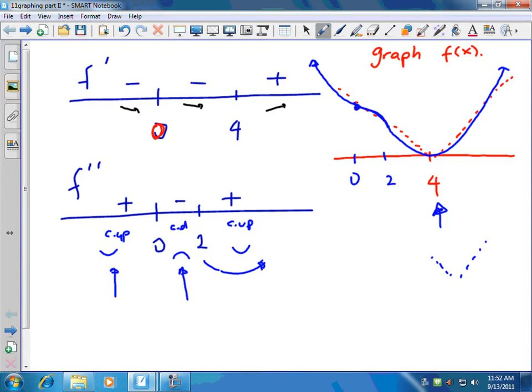This point here is an inflection point. That point here is an inflection point, since concavity changed over those points. We also have a minimum, but there is no local maximum for this graph.